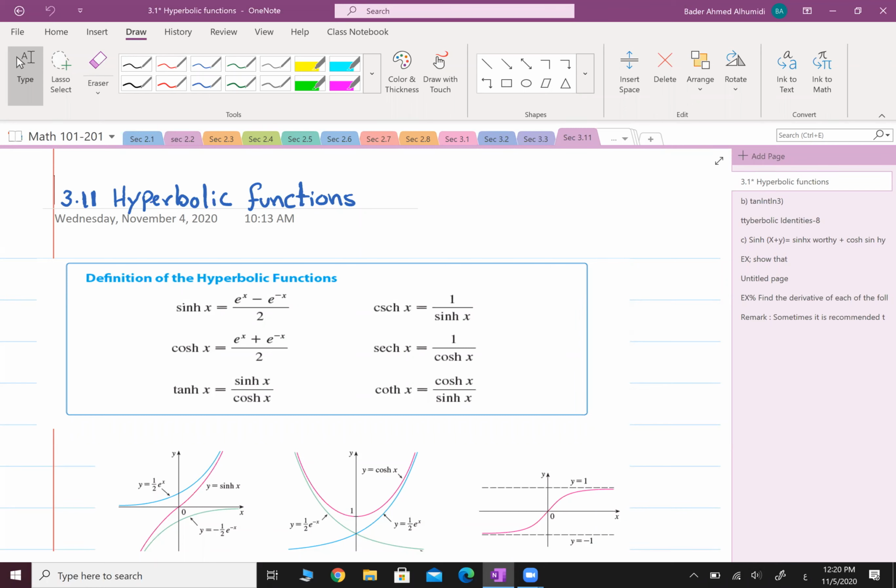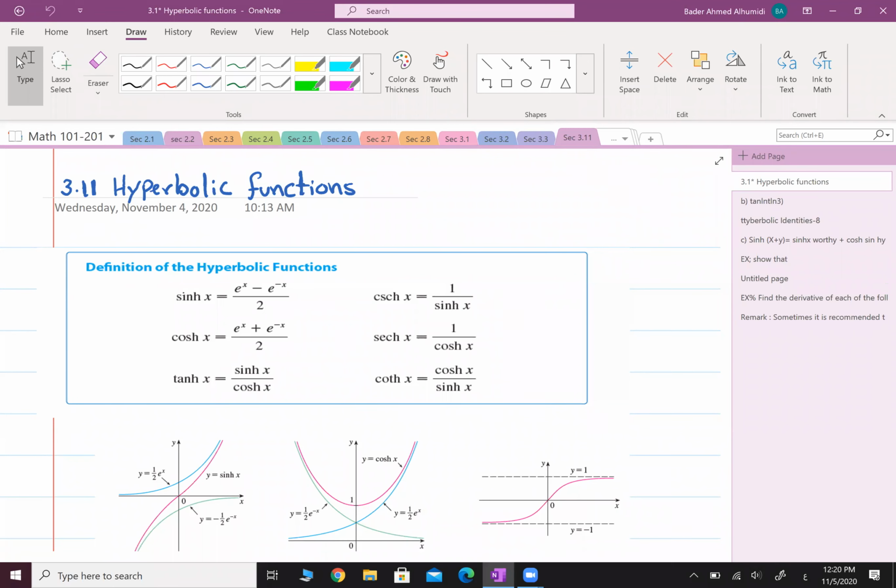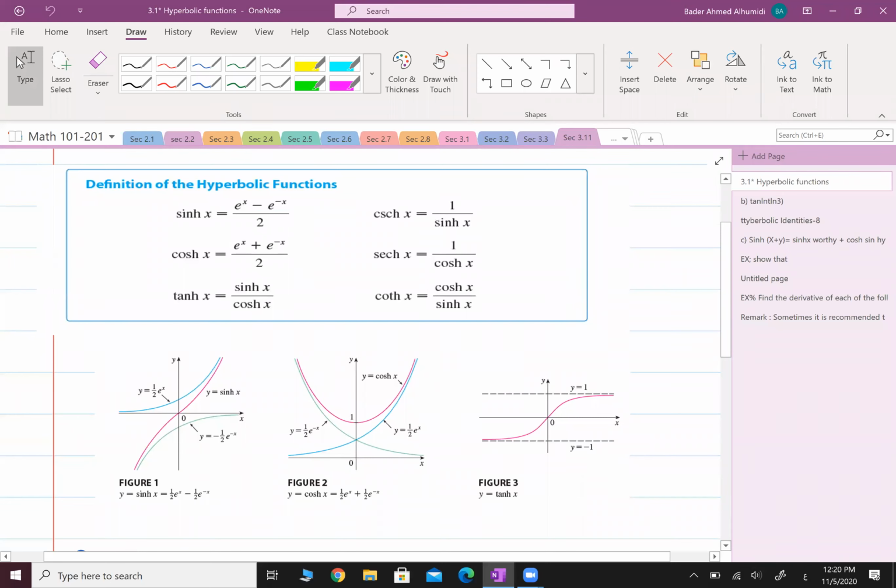I will add one more point about these functions. These functions are very important in solving differential equations, especially partial differential equations in certain types of domains. These are very important types of functions we need to study. What is now the definition of these functions? How to evaluate them? What is the domain and the range of each function? What are the identities related to these functions? And finally, how to find the derivative of these functions. These are the points we need to discuss together, inshallah, in this section.